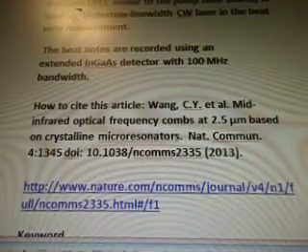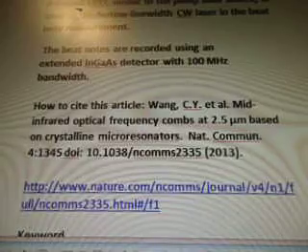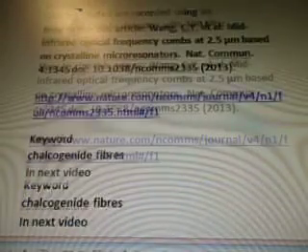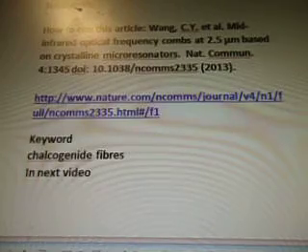How to cite this article? Wang, C.Y. et al. Mid-infrared optical frequency combs at 2.5 micrometers based on crystalline microresonators, Nature Communications. Nature Communications is the link, www.nature.com. Take a look there and you'll find it.